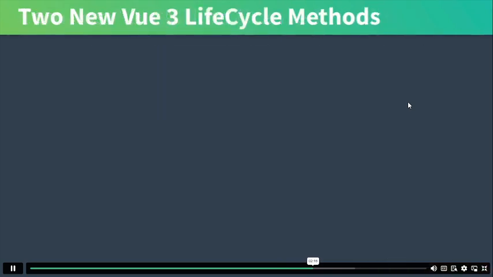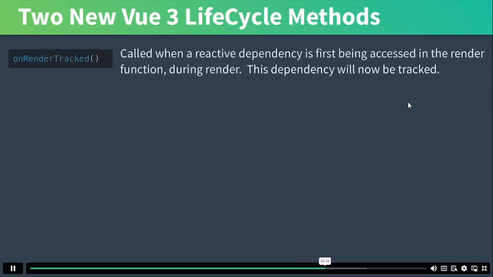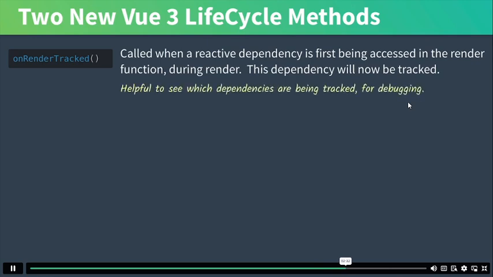There are two new Vue 3 lifecycle methods, the first of which is onRenderTracked. This is called when a reactive dependency is first being accessed in the render function during render, meaning this dependency will now be tracked for changes. This hook can be helpful when we want to see which dependencies are being tracked for debugging purposes.